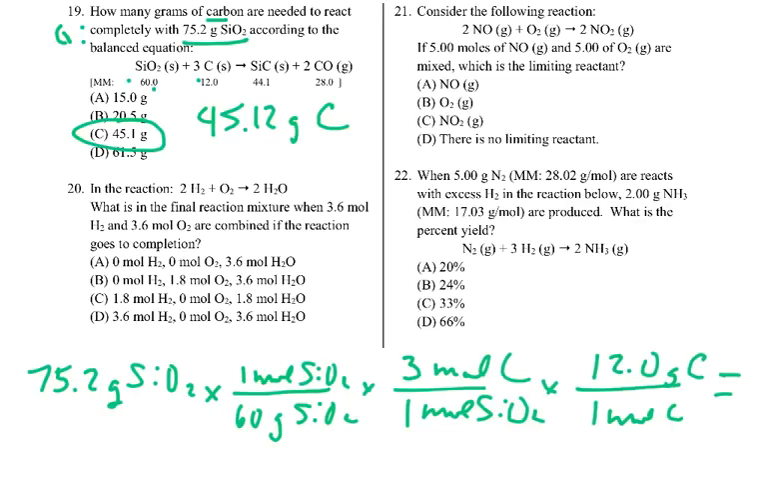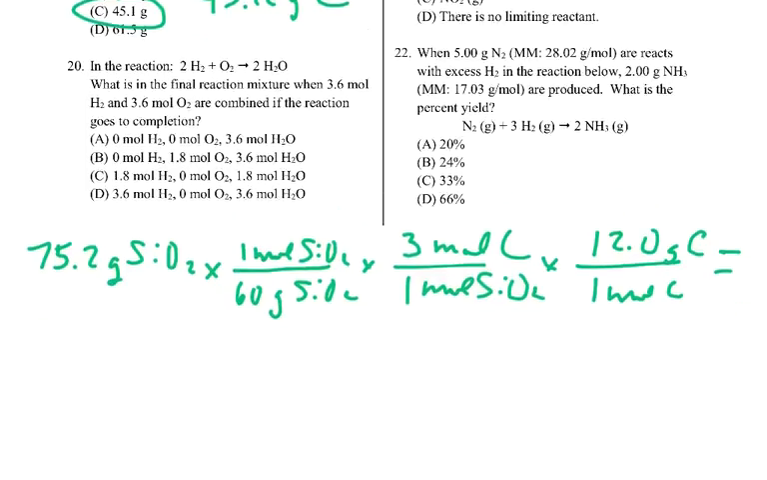Now when I get to 20, 20 is a little bit different. Okay, 20 is kind of a chart problem. So what is the final reaction mixture when 3.6 moles of hydrogen and 3.6 moles of oxygen are combined if the reaction goes to completion? So let's move down here and get some room.